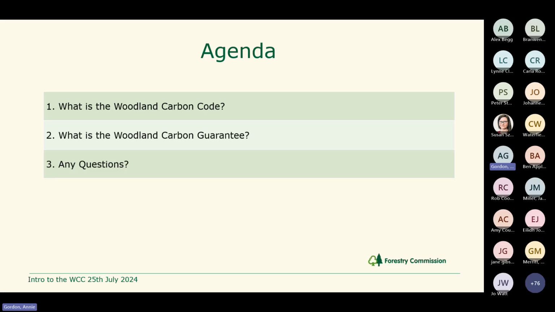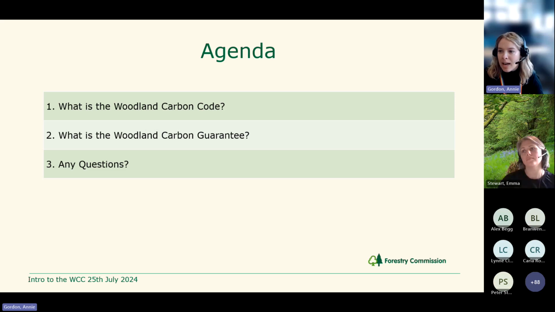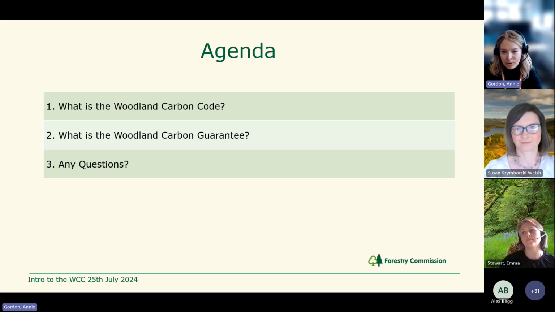So the agenda is quite short and sweet. We'll give you a quick introduction to the Woodland Carbon Code, talk about what it is and how to get involved, followed by a summary of the Woodland Carbon Guarantee and how that works for schemes in England, and details around the next auction.